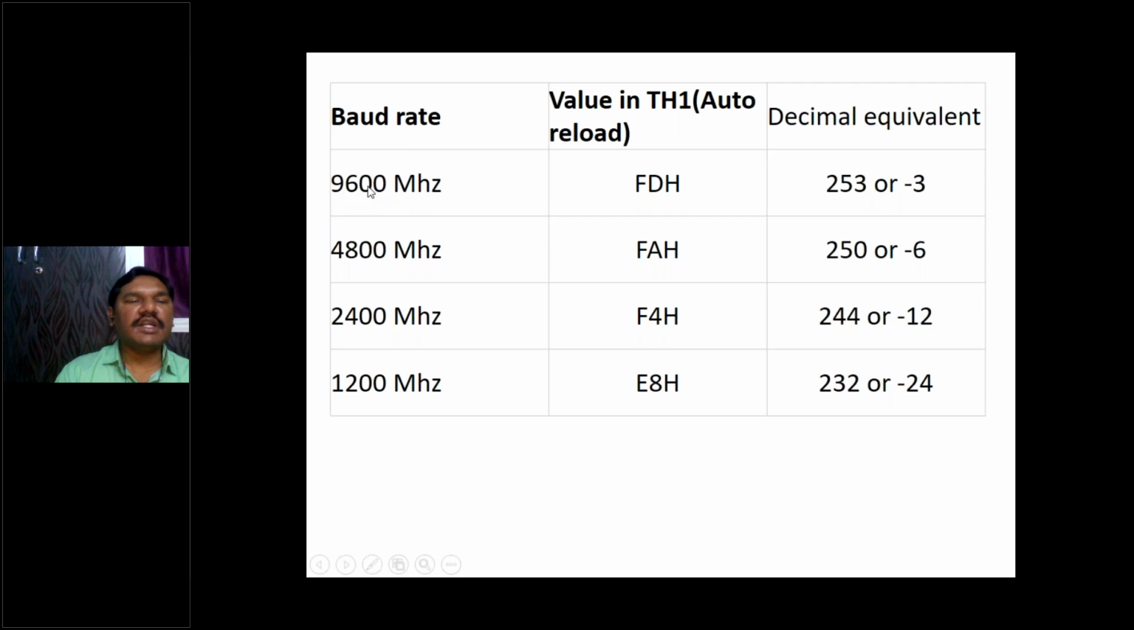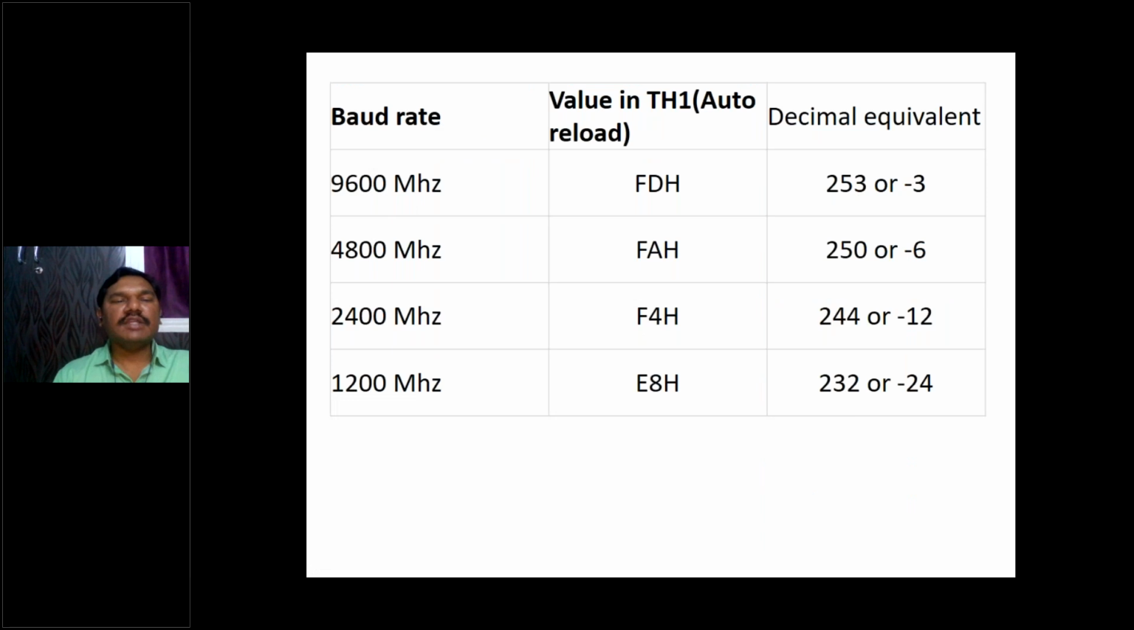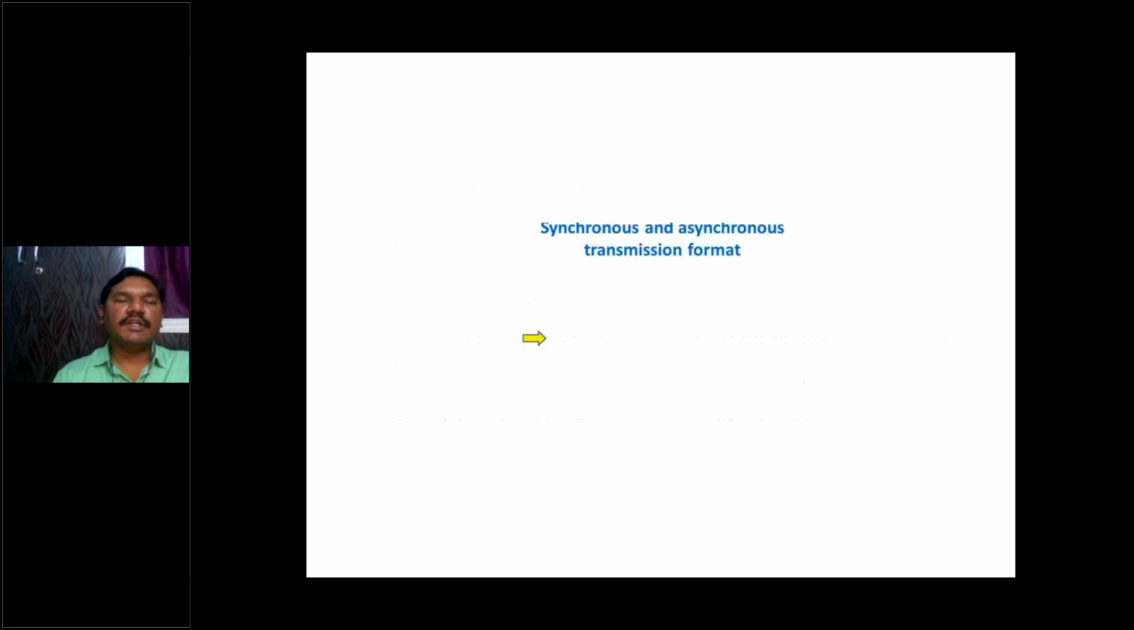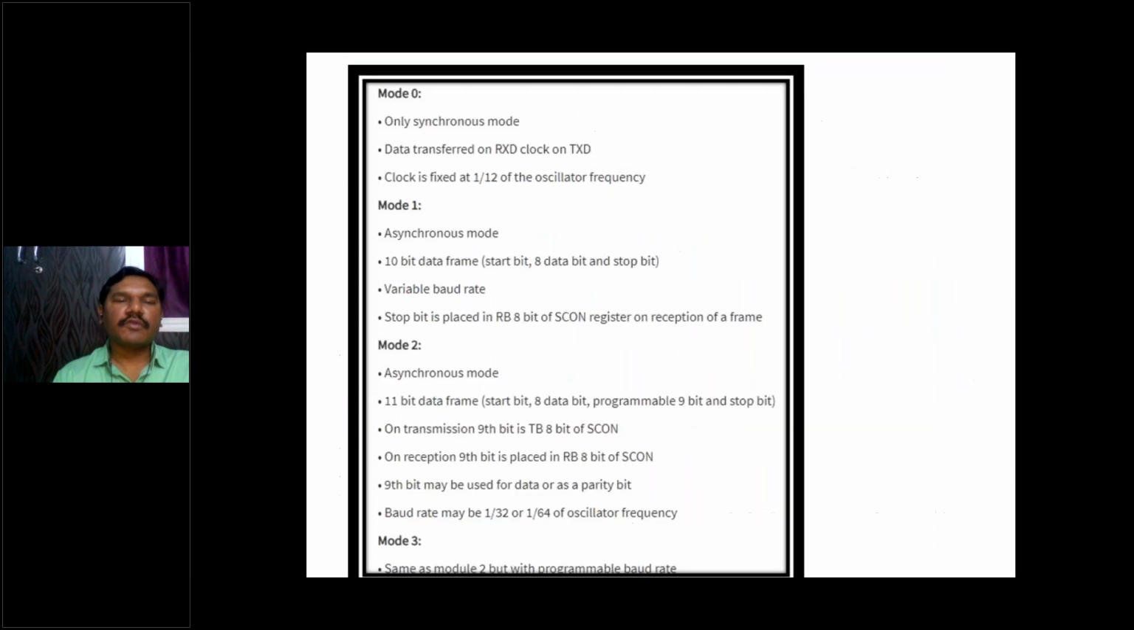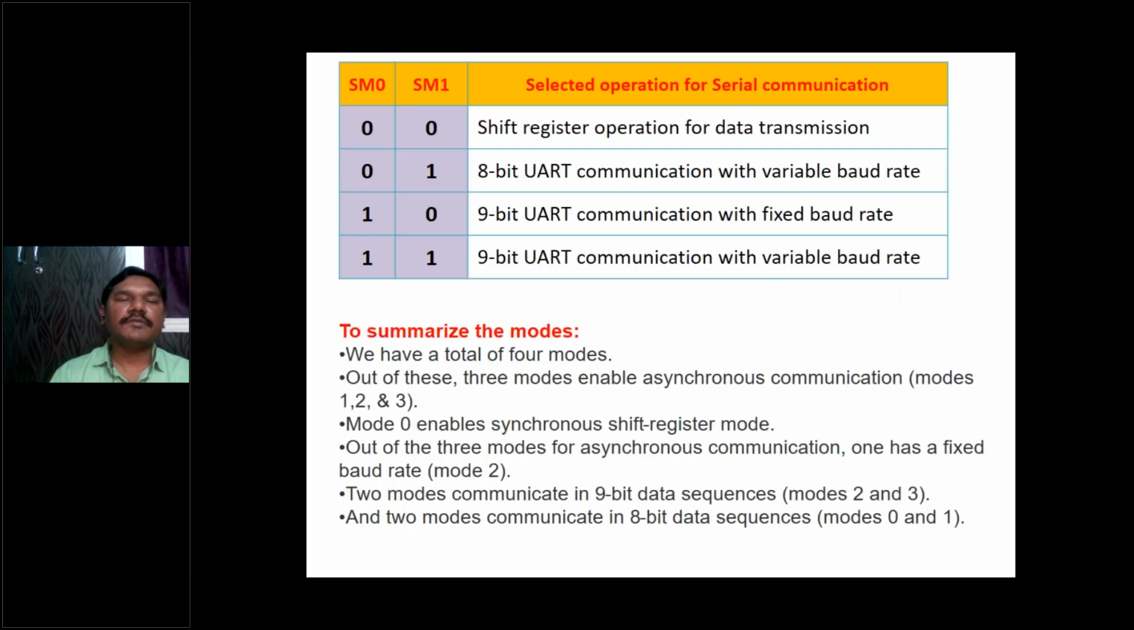Okay, so 9600. What is baud rate? Generation of symbols is called the baud rate. I'll show you what baud rate is. Baud rate refers to the number of bits transmitted per second. It is very important to decide the number of bits transferred per second for proper communication between two devices. But if it is the number of bits per second, it is called the bit rate. If it is the number of symbols, meaning 2-bit combinations, 3-bit combinations, 4-bit combinations, that is what baud rate generation is.